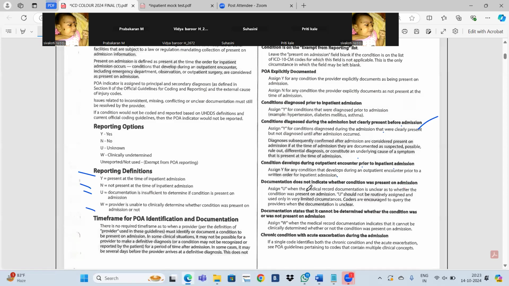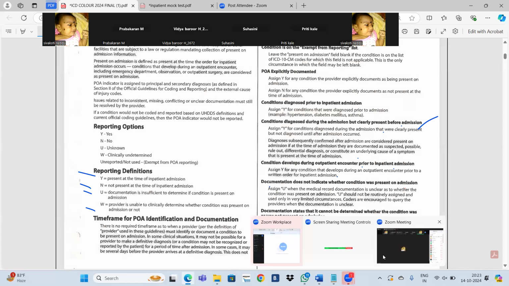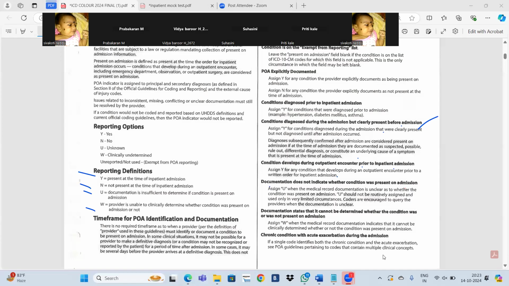Next concept. Documentation does not indicate whether the condition was present on admission. So what do we need to give if the documentation is not sufficient? W. So the provider is unable to determine: W. The documentation states that it cannot be determined whether the condition was present or not present on admission.